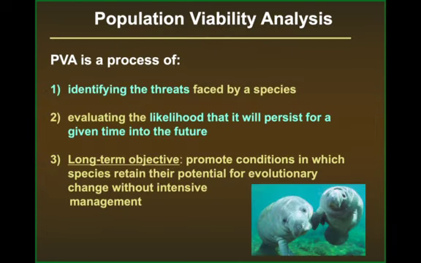Okay, what is PVA? PVA is a process of one, identifying the threats faced by a species, two, evaluating the likelihood that the species will persist for a given time into the future, and three, its long-term objective is to promote conditions in which species retain their potential for evolutionary change without intensive management.